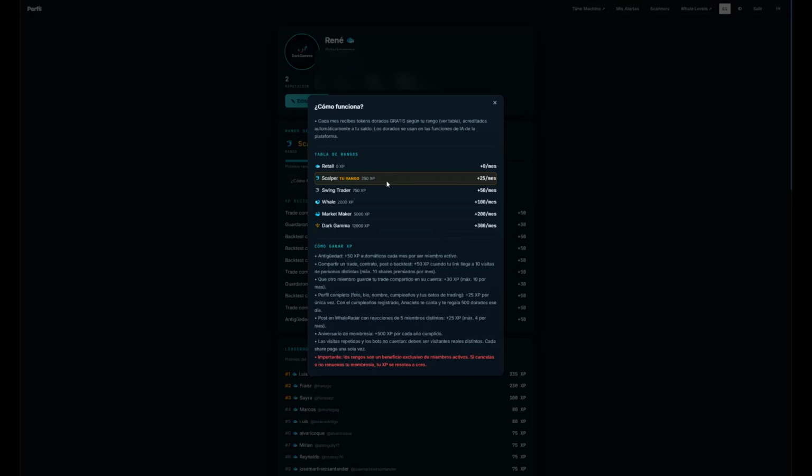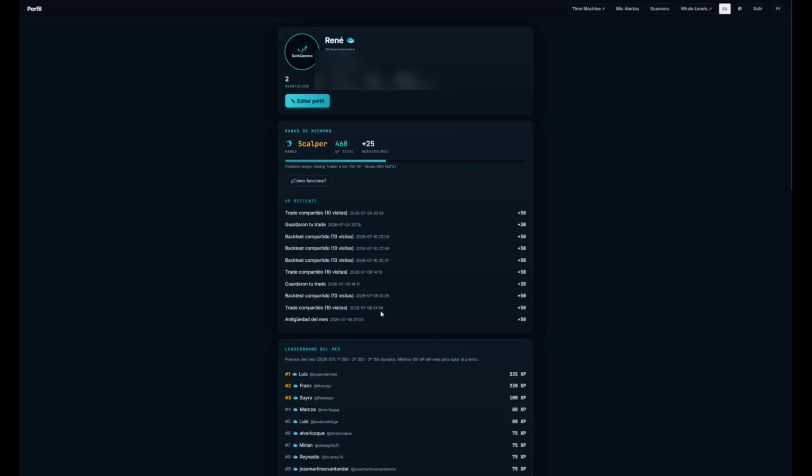And here you can see how experience is earned. Seniority, 50 automatic points every month. If you share a trade, a contract, a post, or a back test, 50 points. If someone saves or shares your trade, 30 points. With a complete profile, 25. There are plenty of activities to keep adding up.